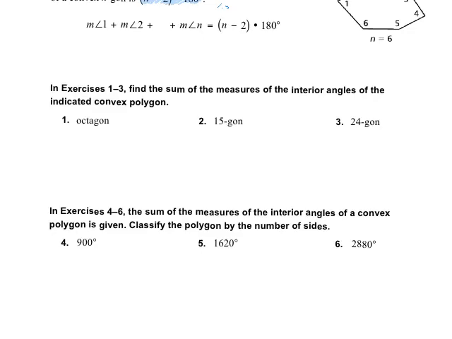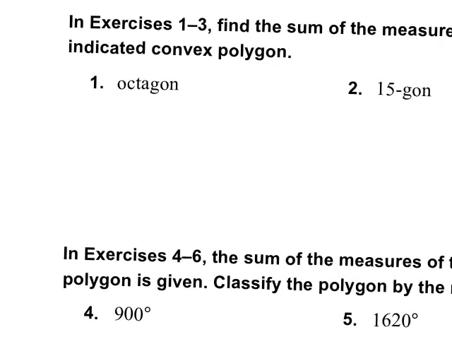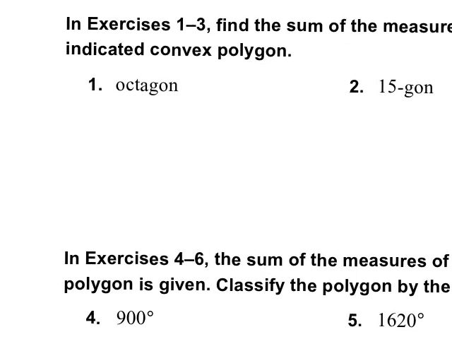Okay, so number 1, octagon. How many sides does that have? 8 sides. So I have 8 sides minus 2 gives me 6 triangles, right? Times 180 degrees. And what do I get for the sum there?